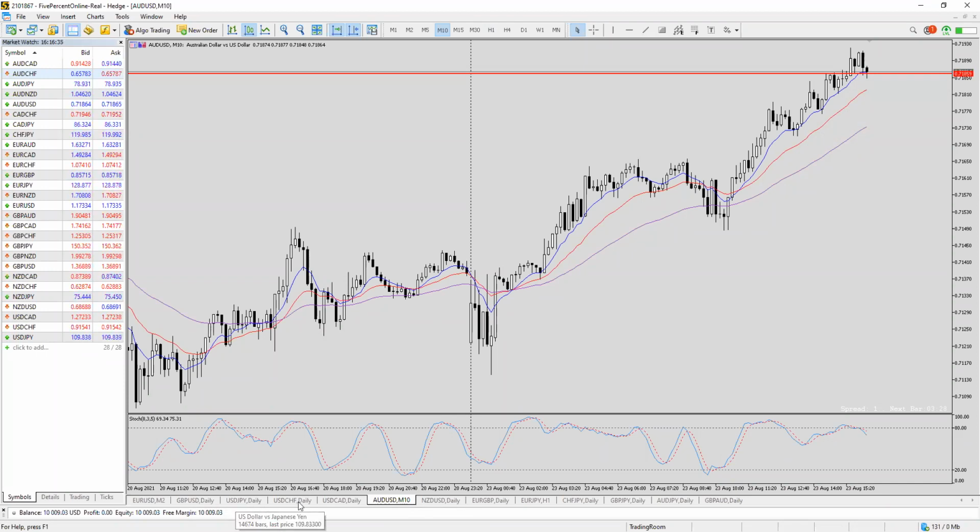Now, as for the currency strength, I'll get to the Aussie dollar in just a few minutes. I'll go over dollar yen, dollar Swiss, and we'll get to Aussie dollar.